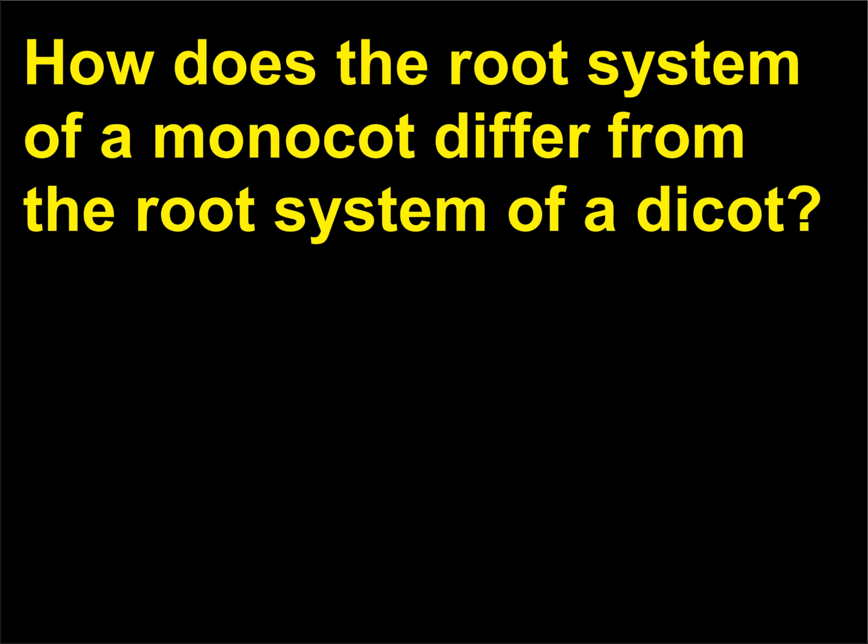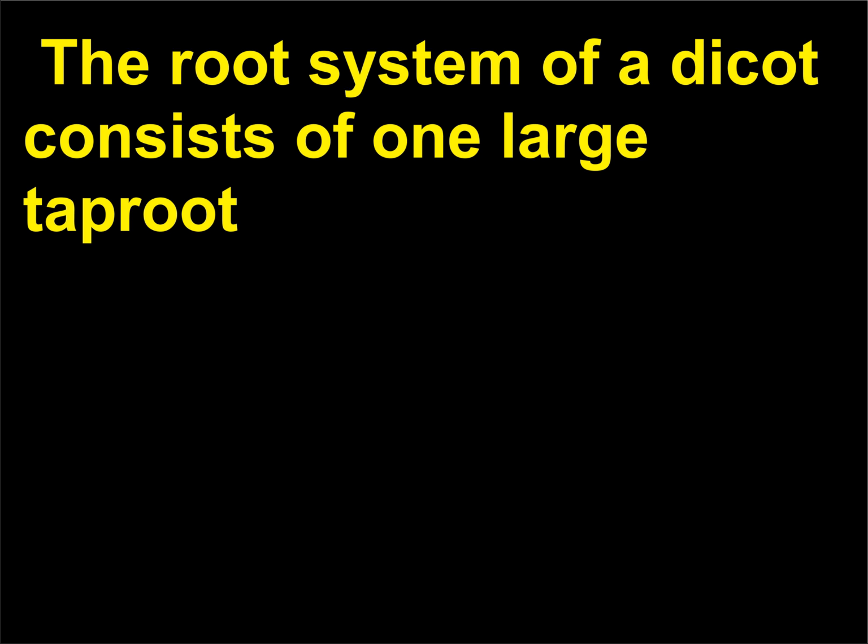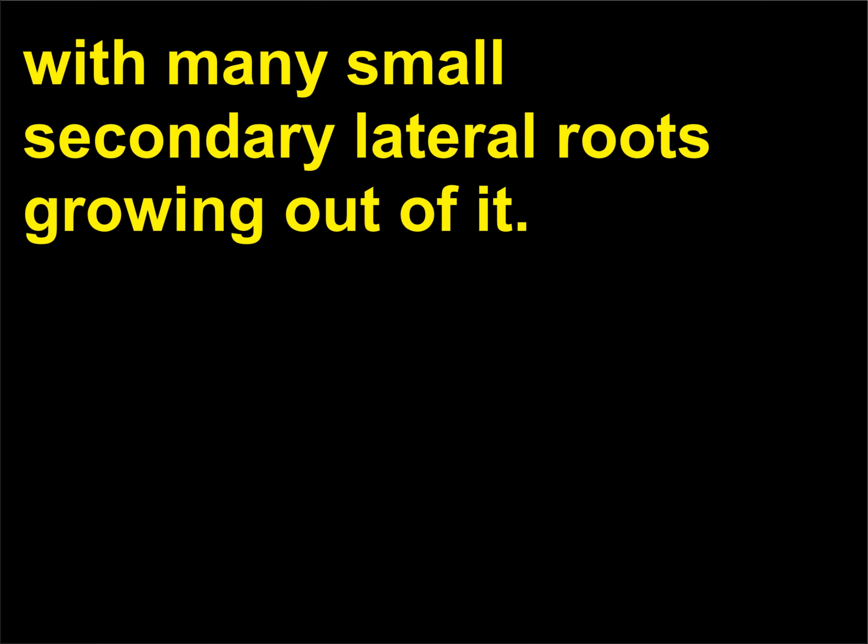How does the root system of a monocot differ from the root system of a dicot? The root system of a monocot is a fibrous mass of roots providing broad exposure to soil, water and minerals. The root system of a dicot consists of one large taproot, with many small secondary lateral roots growing out of it.